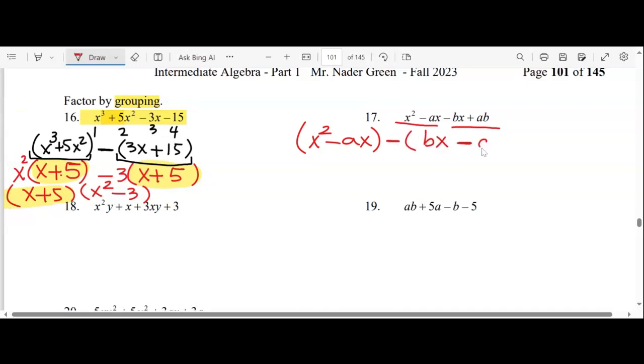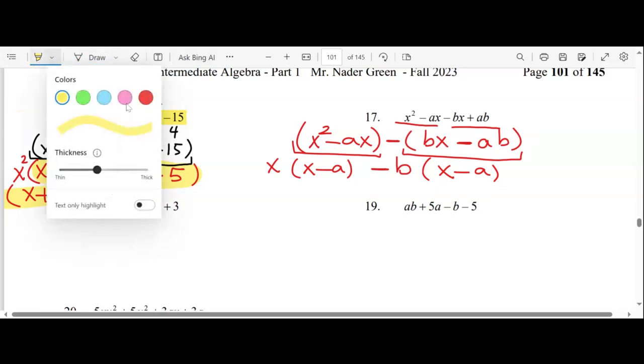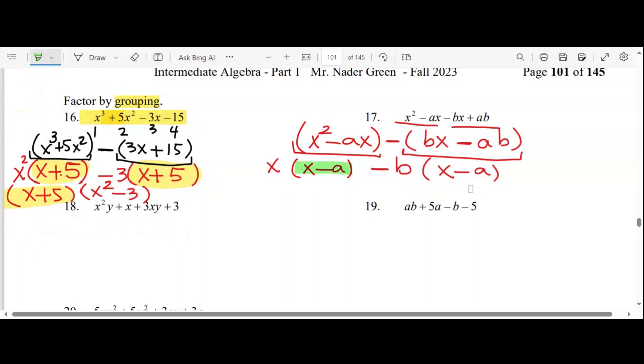Now we change the sign, okay? Now what's coming in the first two? X. So what's left? What's coming in the last two? B. What's left? X minus a. Do we have blah, blah, blah? What is the blah, blah, blah? X minus a in both. So we take x minus a as a common. What's left? X minus b.